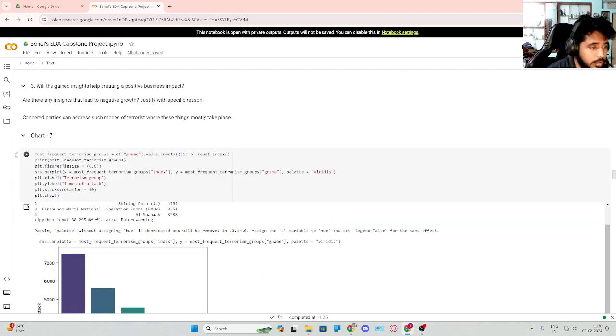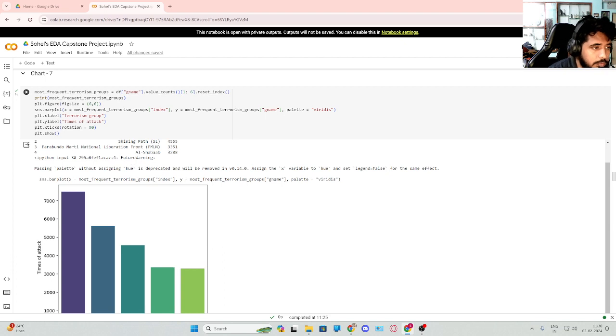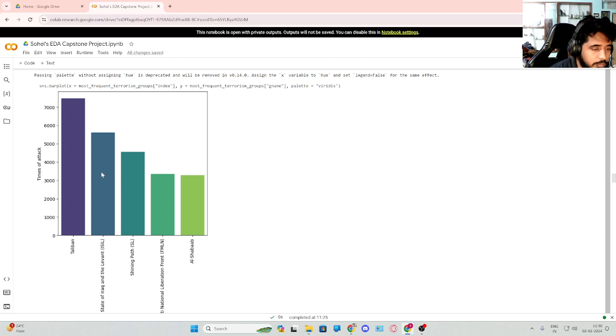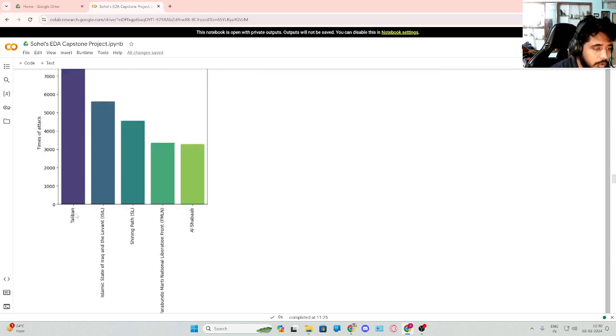Now in chart 7 we are finding the most frequent terrorism groups, and we can see from this bar graph that the Taliban has the most frequent terrorism occurring for them, followed by ISIL and then Shining Path, and then two others are also there.